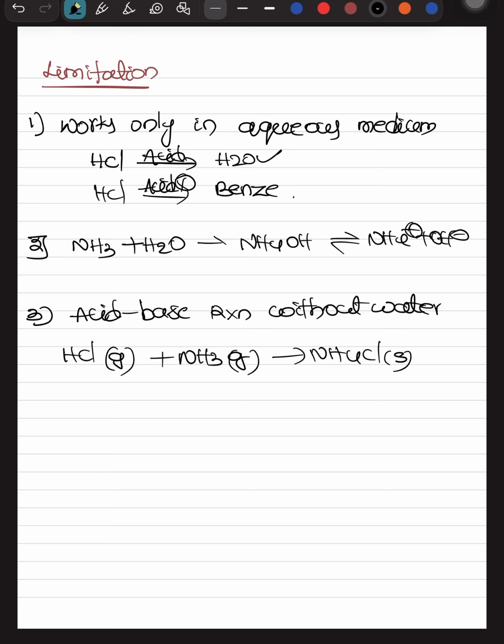Because of this limitation, a new theory was proposed. That theory is called the Brønsted-Lowry acid-base theory. We will study that in part 3. If this explanation helped you, continue with part 3 to understand acids and bases more clearly.